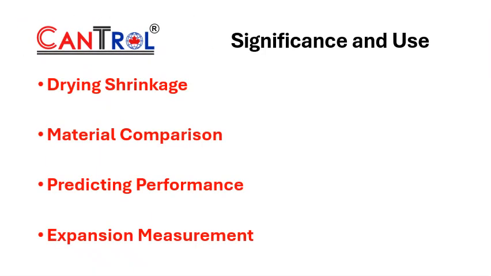The primary significance of this test is to provide a standardized method for evaluating the volumetric stability of concrete and mortar mixtures. Drying shrinkage: the most common application is to measure the shrinkage that occurs as concrete dries. Excessive drying shrinkage can lead to tensile stresses that, if they exceed the material's tensile strength, will cause cracking.